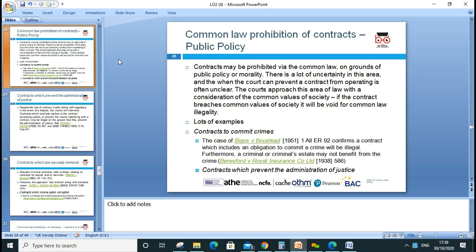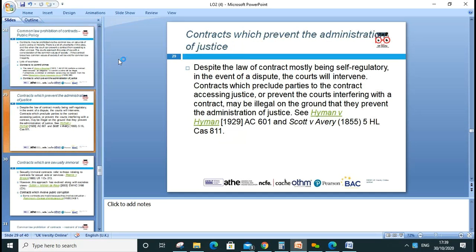A lot of examples can be given, yes. A contract to commit crimes. There can't be such a contract, yes. A contract which prevents the administration of justice. Despite freedom of contract, mostly self-regulatory, in the event of a dispute the court will intervene in a contract which precludes the parties from accessing justice and prevents the court from interfering with the contract. It may be illegal on the ground that it prevents the administration of justice.